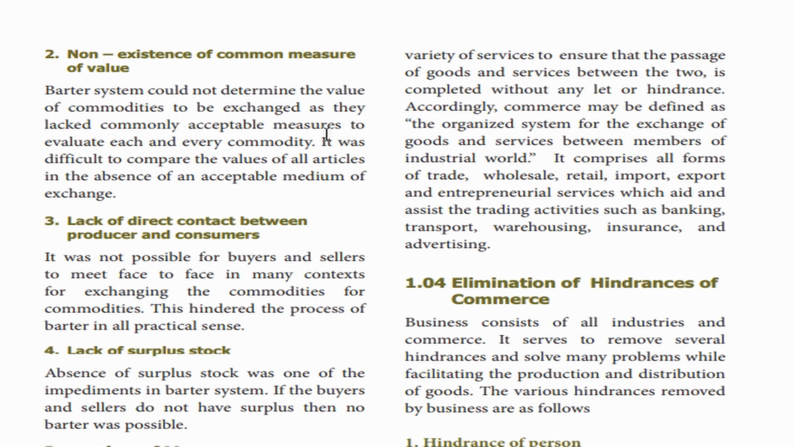The next, we see the third point, lack of direct contact between the producer and consumer. It was not possible for buyers and sellers to meet face to face in many contexts for exchanging the commodities. This hindered the process of barter in all practical sense. So in the barter system, there should definitely be personal contact between the buyers and sellers. We have to meet personally, so that is a constraint: lack of direct contact between the producer and the consumer. Producers and consumers have no direct contact, so that is a major constraint.